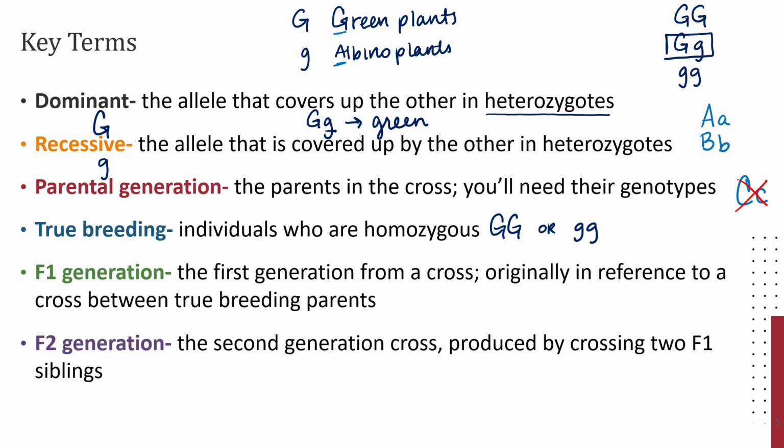The F2 generation is a second generational cross. This is done by crossing two F1 siblings. This is generally used in plants. It's not usually used in animals, but its purpose was to determine which trait was dominant and which was recessive.